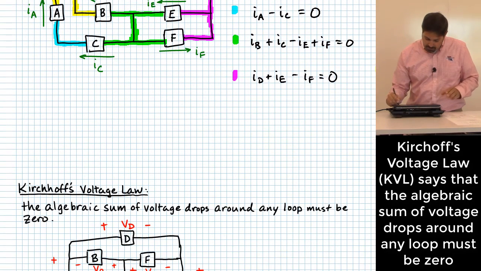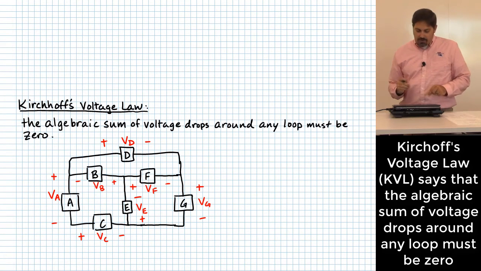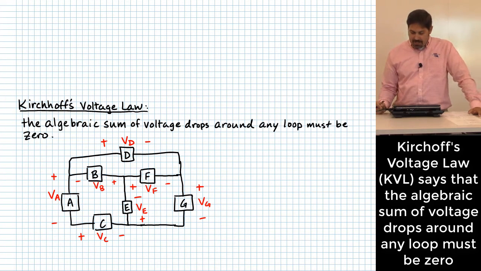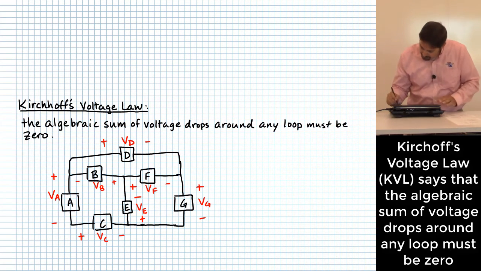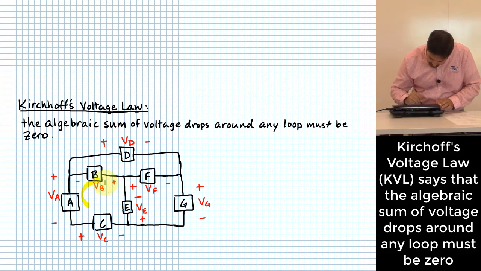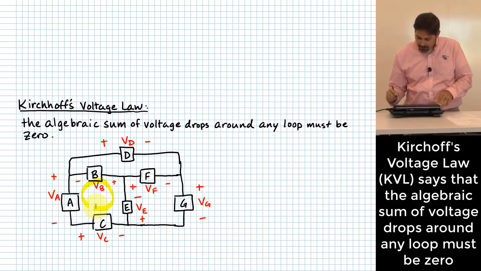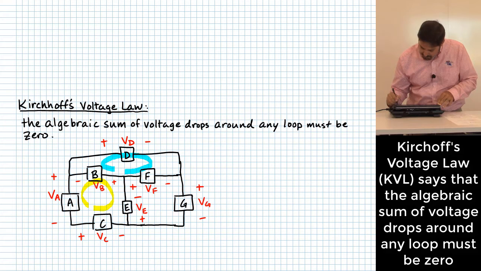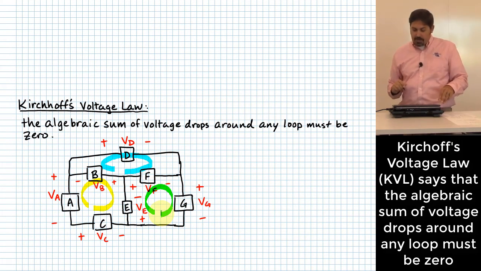Okay, let's talk about Kirchhoff's voltage law. Kirchhoff's voltage law says that the algebraic sum of voltage drops around any loop must be 0. The analogous thing to identifying nodes that we just did would be to identify some loops. Let me put a loop down here. Let's say that's one of my loops. Let me put another loop up here. I won't be necessarily exhaustive in identifying all of my loops, but I'll put a few of them up here. There's 3 of my loops.